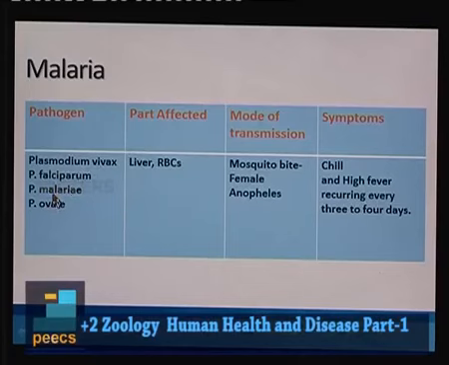So here you can see Plasmodium malariae. Plasmodium malariae is causing mild tertian malaria, and Plasmodium ovale will cause quartan malaria. Now the body parts affected by this organism are the liver and RBCs. These are the two main body parts affected by Plasmodium. Then mode of transmission. You know, malaria will be spread by mosquito bite.